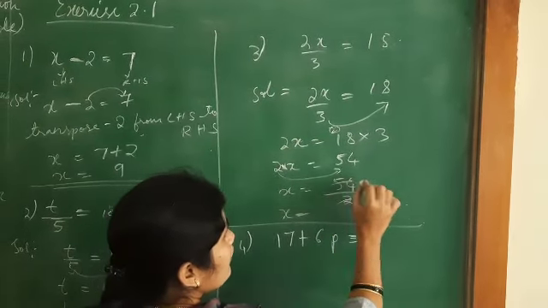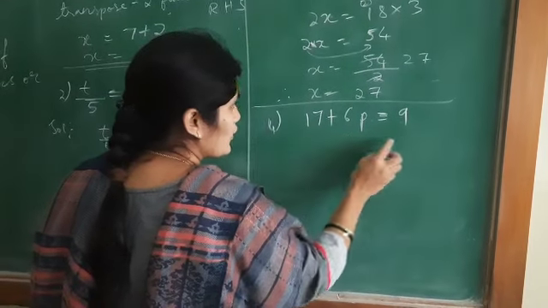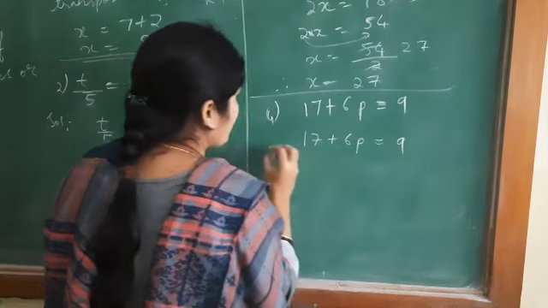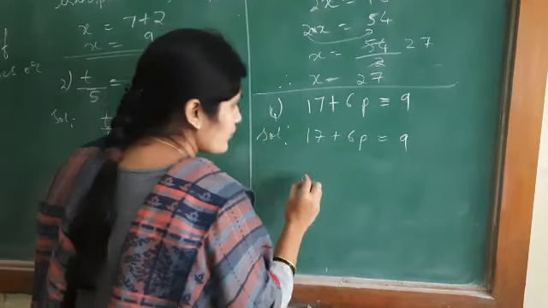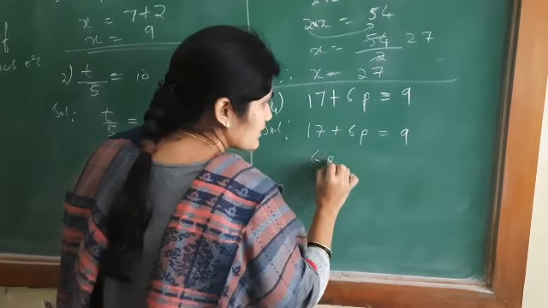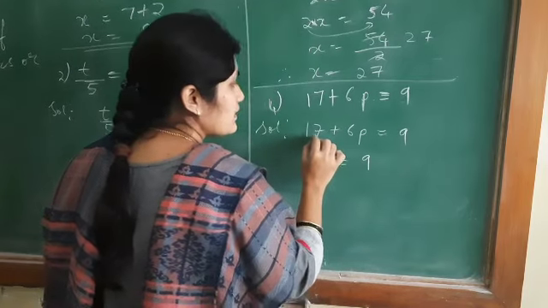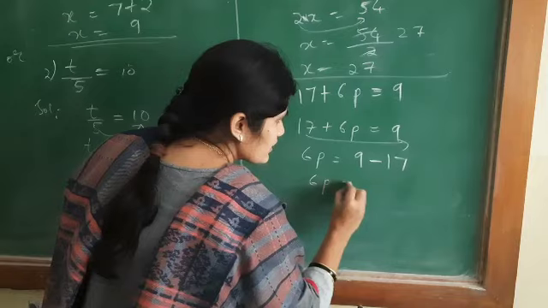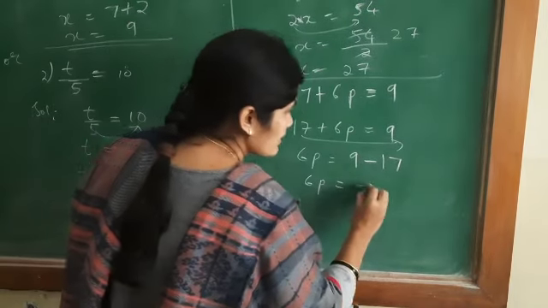Now let us move on to the last problem. 17 plus 6p is equal to 9. Write as it is. This is the solution. 6p as it is. 9 minus 17, when you transpose 17 here, it becomes minus 17. 6p is equal to 9 minus 17, which is minus 8.